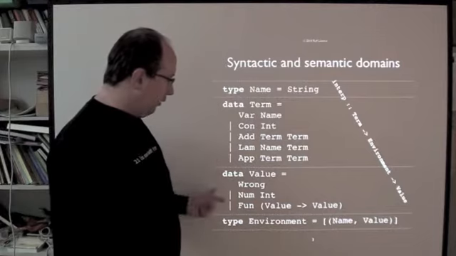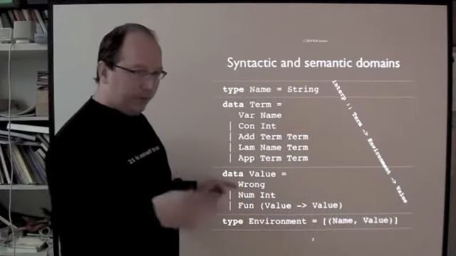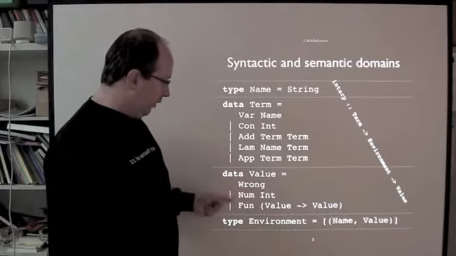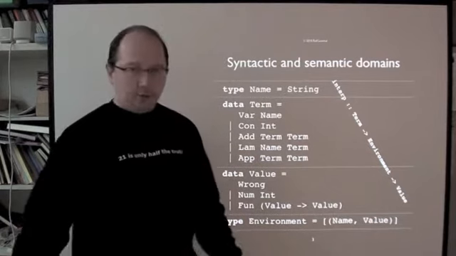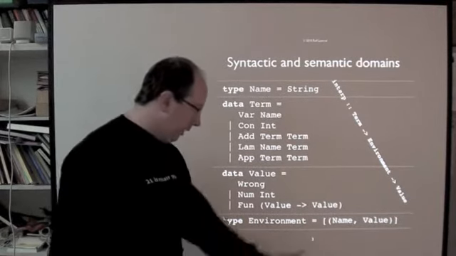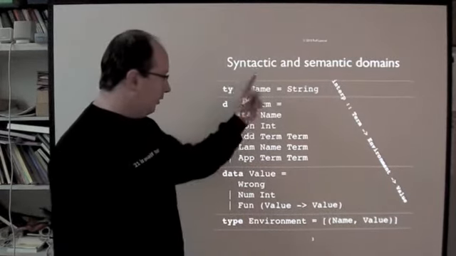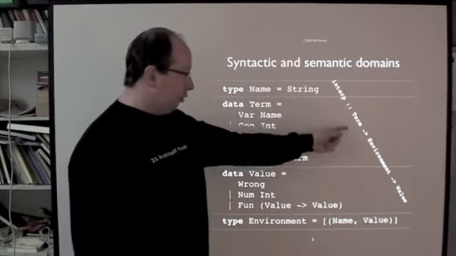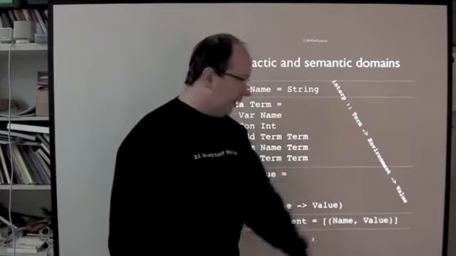And this is our value domain. There's a case for partiality, if you like, wrong, and there's a case for numbers, and a case for functions. Environments this time are modeled as lists of name-value pairs, and this is the signature of the interpreter function. So we take a term, we take an environment, we return a value.